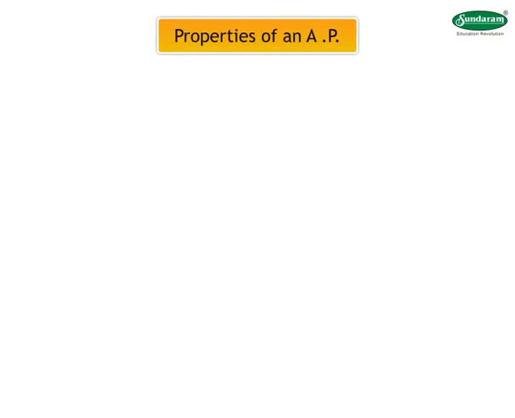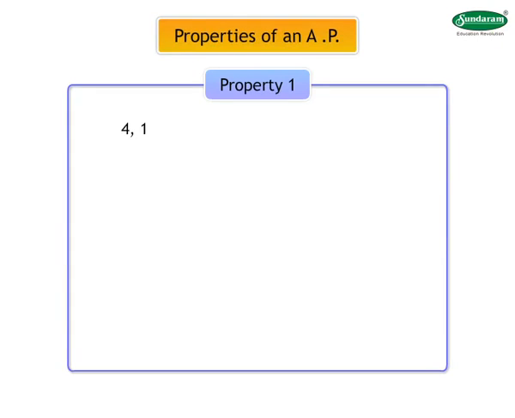Let us move to the properties of an AP. Property 1. Consider the AP. Add any real number k to each term of this AP. We get the sequence 4 plus k, 10 plus k, 16 plus k, 22 plus k, 28 plus k, and so on. Check whether this is again an AP.